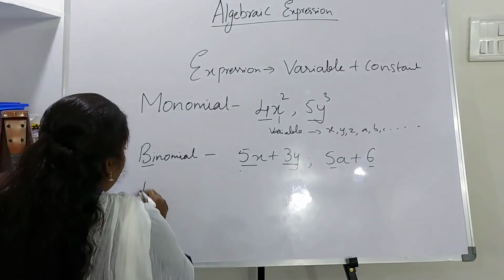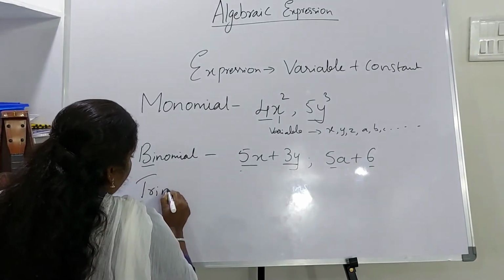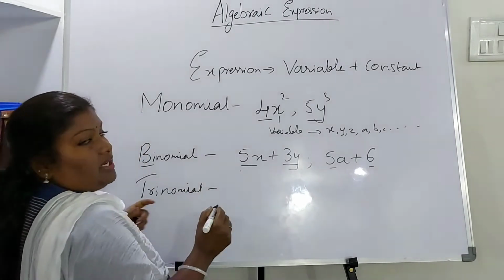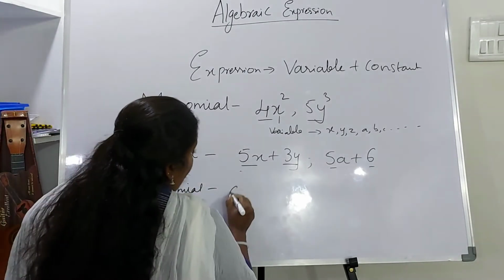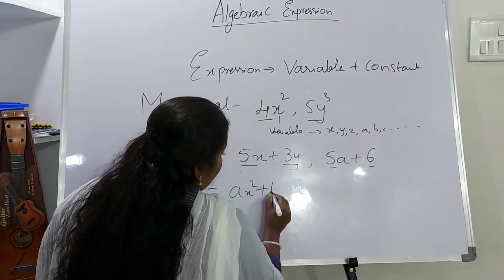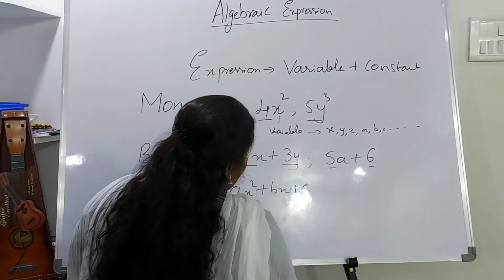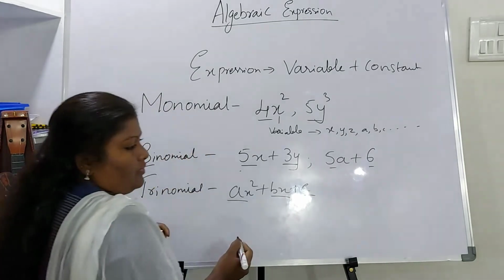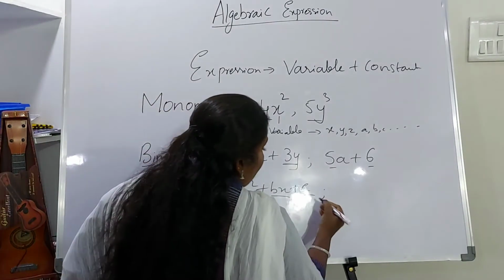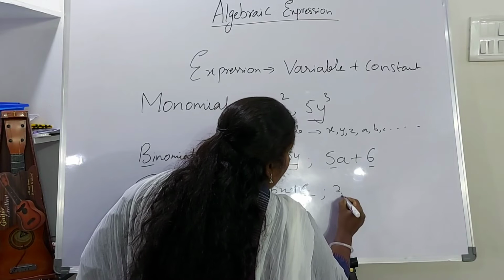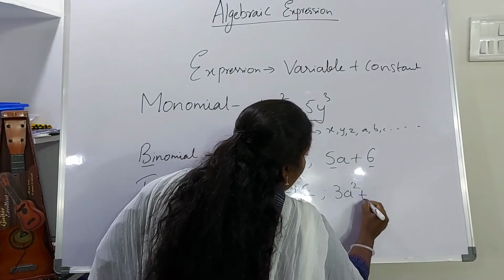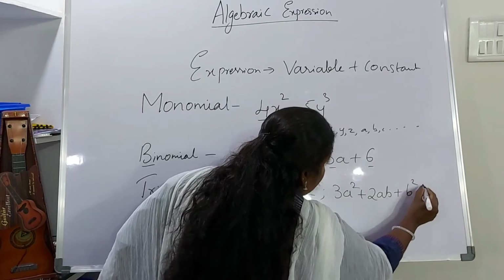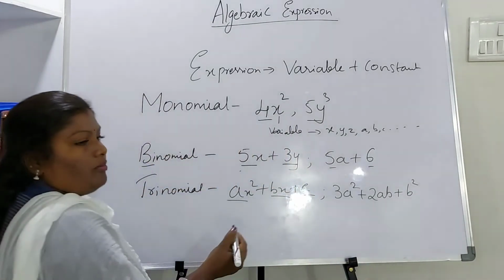Next comes trinomial. An expression having three terms. ax square plus bx plus c is a trinomial. You have here three terms. Or let me give one more example. 3a square plus 2ab plus b square is also termed as trinomial.